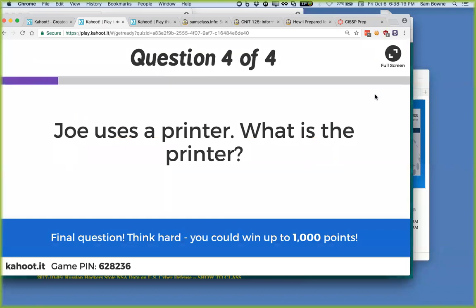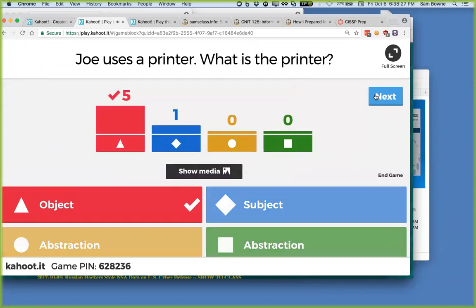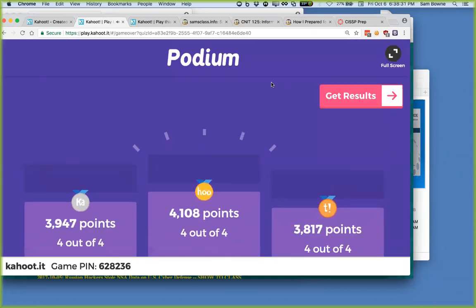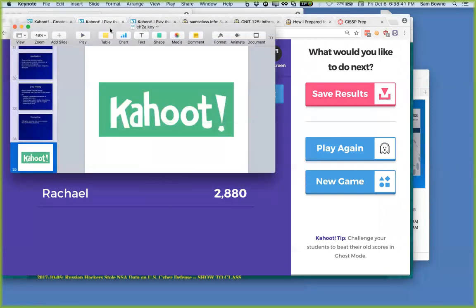All right, Joe is using a printer. What's the printer? It's an object. Good. Okay. Very nice. All right. Let's go back to the slides here. By the way, I can't see the winner, but if I go here, I can see the winner there. So Jim is the winner. All right. Good.